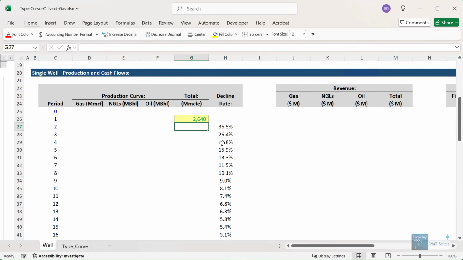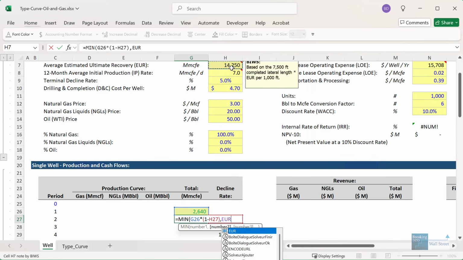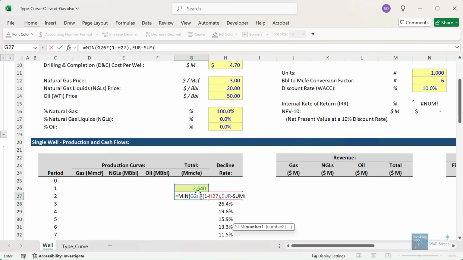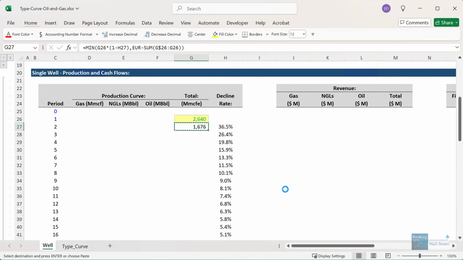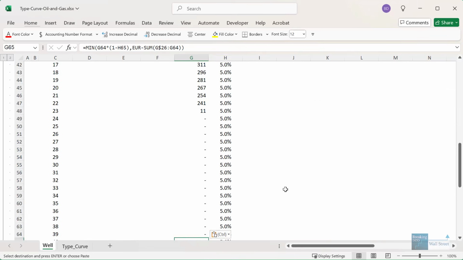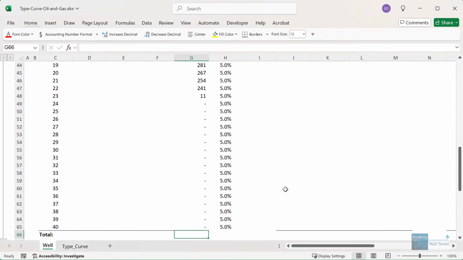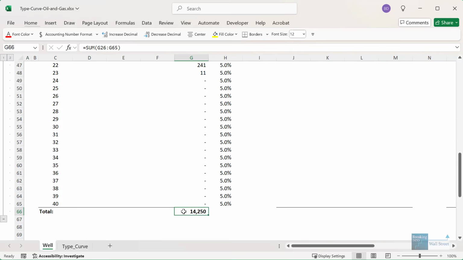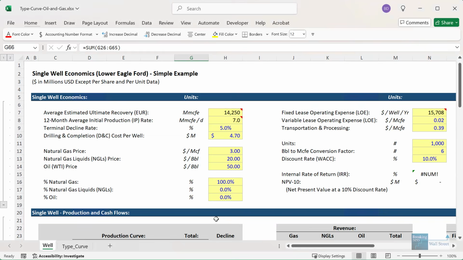Now to factor in the estimated ultimate recovery, we're going to take the minimum between our previous annual production times 1 minus the decline rate right here. And then we're going to link to the estimated ultimate recovery, and then we're going to subtract our cumulative production from everything above so far. And this should limit us to the estimated ultimate recovery for the total cumulative production from this well. Let's add this up and see what it comes out to. And it is the 14.25 billion cubic feet equivalent that the company lists in its filing.